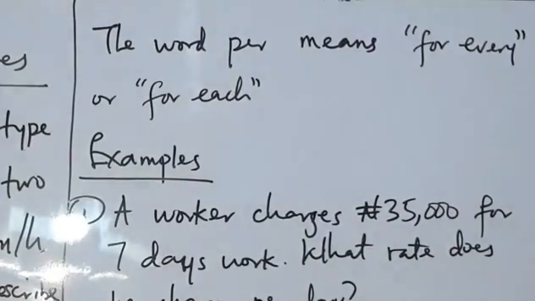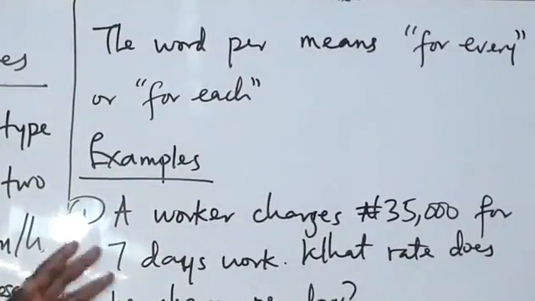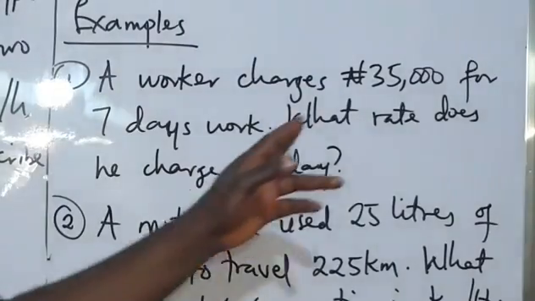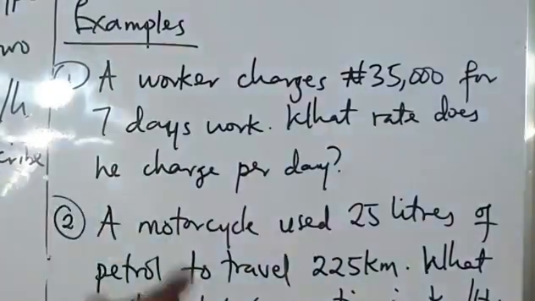So we're now going to look at examples. I have these 3 examples we're going to look at on rate. You will see that they are very easy questions. A worker charges 35,000 naira for 7 days work.